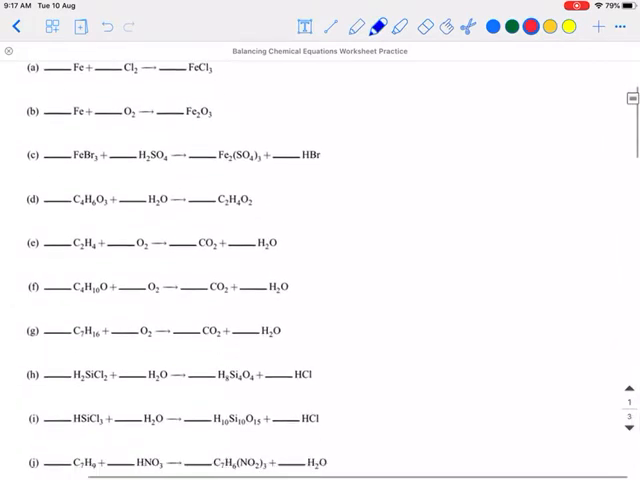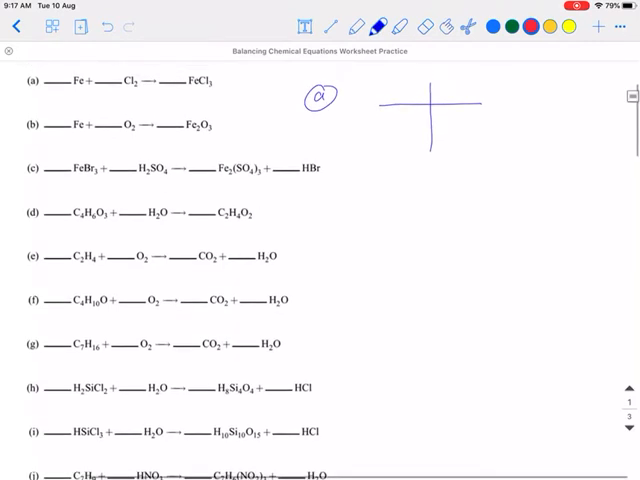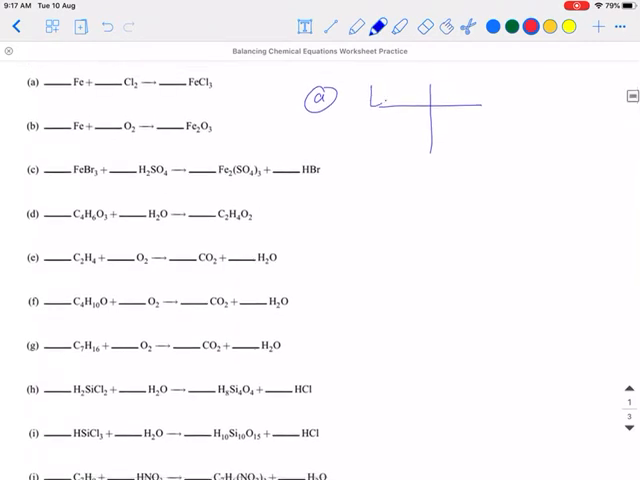Let us start practicing part A. We will count the number of atoms in order to know how to balance. So left hand side and right hand side. As we can see in this chemical equation, we have one Fe on the left hand side and one Fe on the right hand side, 2Cl on the left hand side and 3Cl on the right hand side.